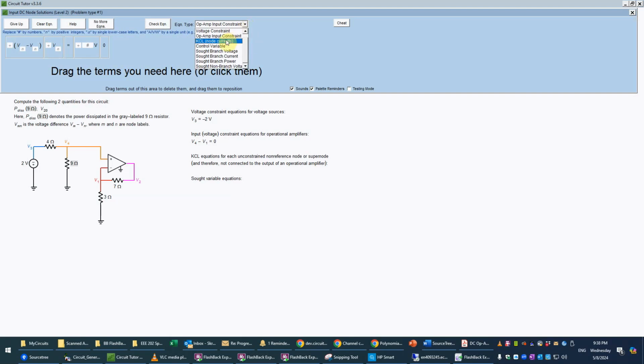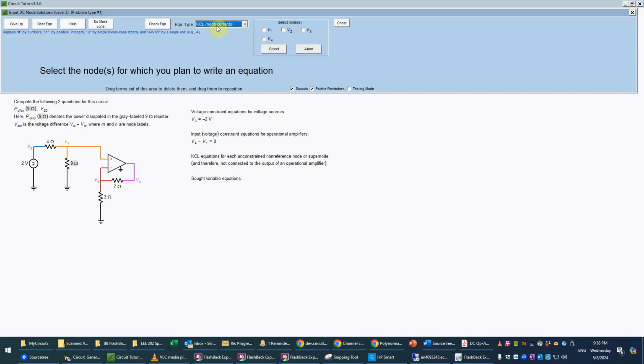And now we need to proceed to the core equations of a nodal analysis, which are, of course, Kirchhoff's current law equations, summing up the currents entering or exiting nodes, because we know those always sum to 0.